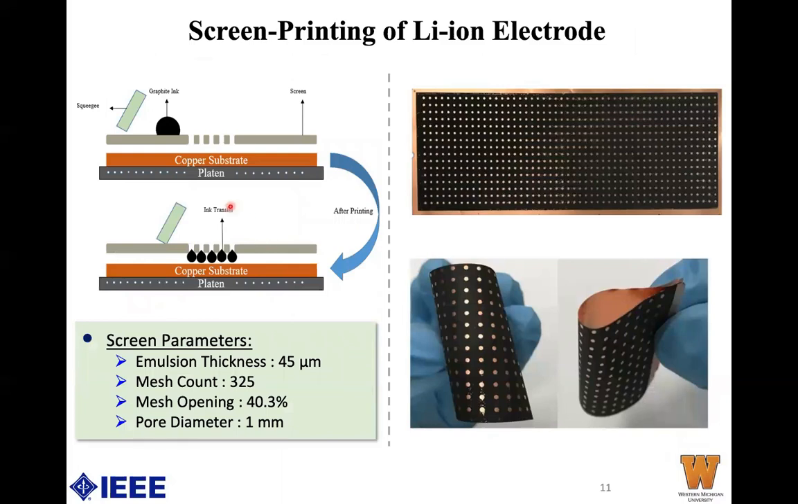In this slide, you can see a schematic of the screen printing on the left, where graphite ink is put on the screen, and the copper substrate is placed on the platen with vacuum, so the substrate is completely flat. We use a squeegee to push the ink from the screen onto the substrate. And the image on the right shows the screen printed graphite ink on the copper substrate. Since it's a screen printed electrode, it is flexible as well.